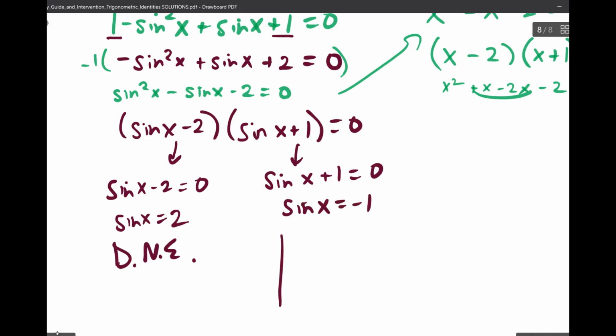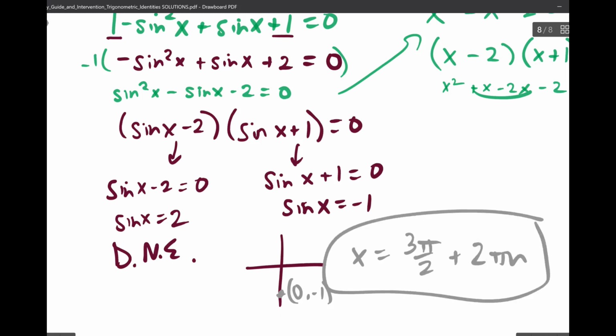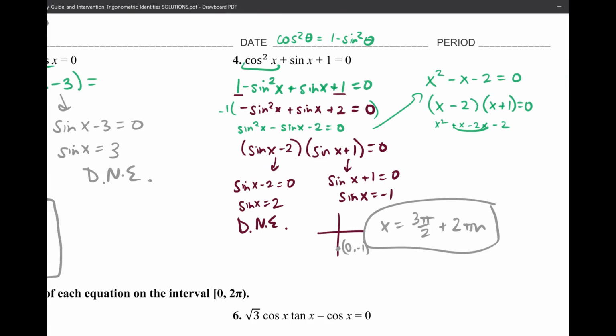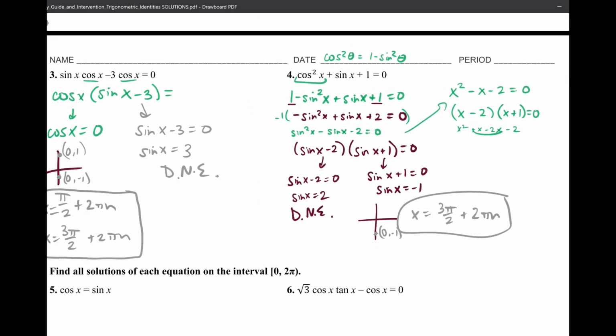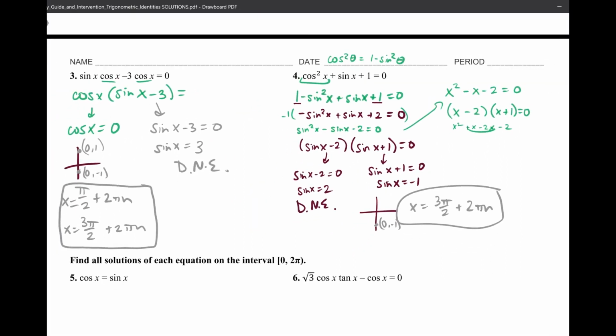Where does sine equal -1? Where is my y equal to -1? x is equal to 3 pi over 2 plus 2 pi n. This was a question that was exactly on the quiz. Actually, I think this was the exact question I put on the quiz. Alright, so let's keep going.